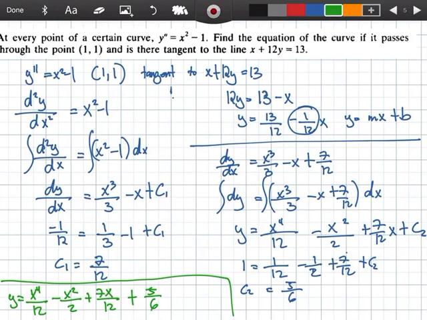Here, the difference from the first problem is that it said the line is tangent to x plus 12y equals 13. When it says tangent, the slope is the same. If a curve is tangent to a line, it means the slope of the curve and the slope of the line are the same.